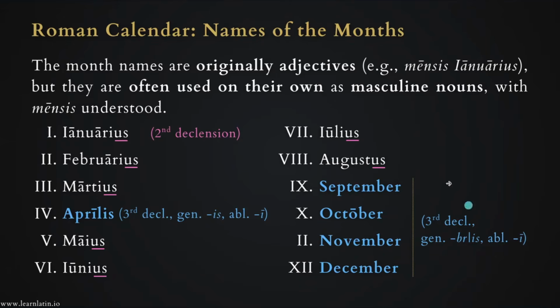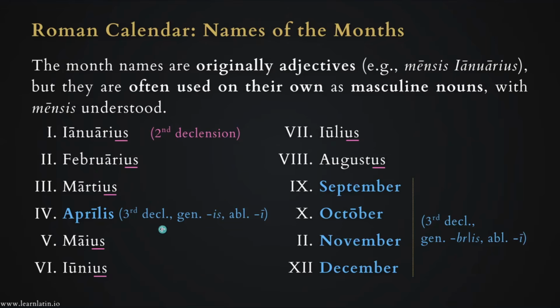Just as a reminder, Januarius comes from the Roman god Janus, the two-faced god. Februarius, actually, we don't know. It's kind of a mystery where this Februarius comes from. Martius comes from the Roman god Mars, the god of war. Aprilis, also, we don't know. We're not sure, but it seems to come from the verb aperire.